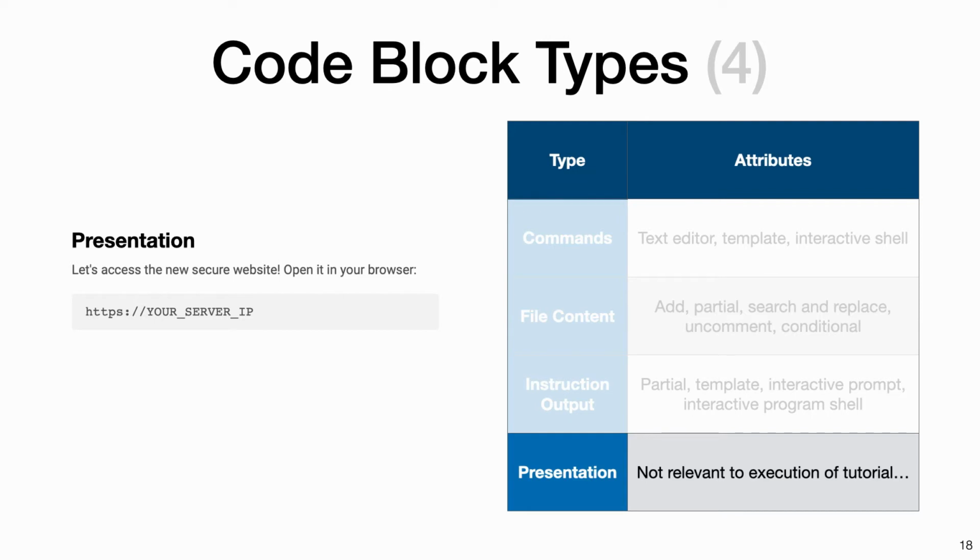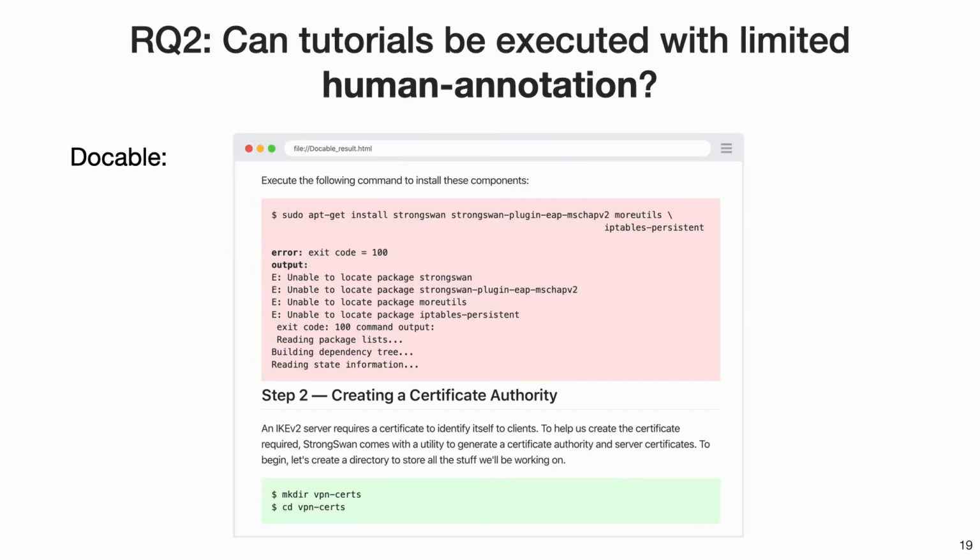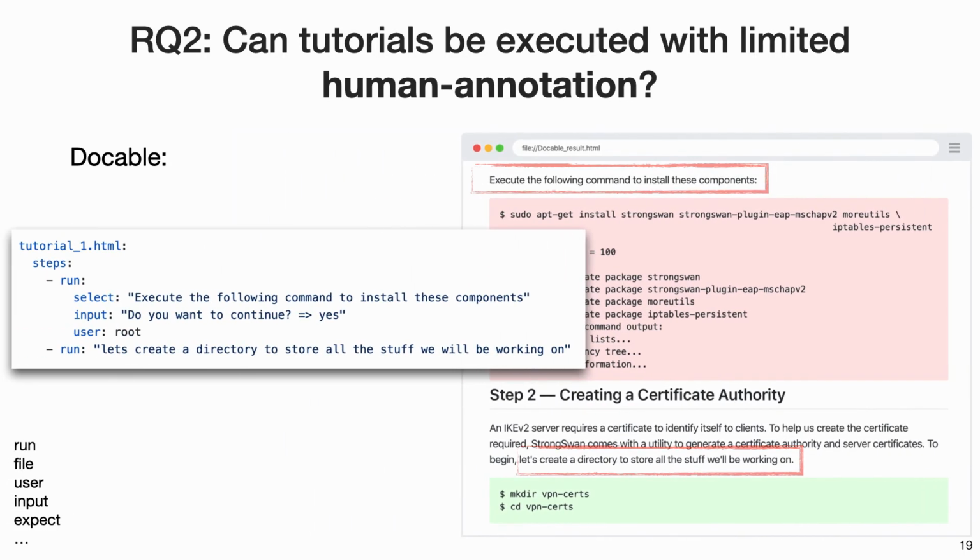So we saw all these types of code blocks, and we were wondering, can we introduce some human annotations to help with these executions and hopefully improve the execution rates? So we created Docable, which is a tool for selecting different code blocks within the tutorial. As you can see, Docable annotations can point out different sections in the tutorial based on the description text. And then we can specify things like the response to a prompt or the location where a file needs to be created.